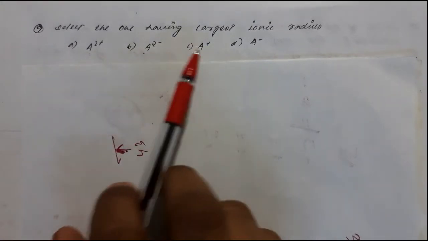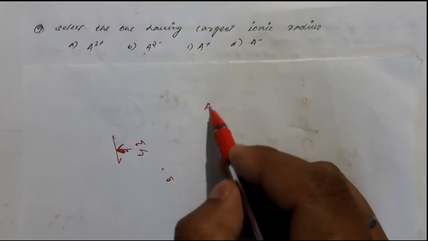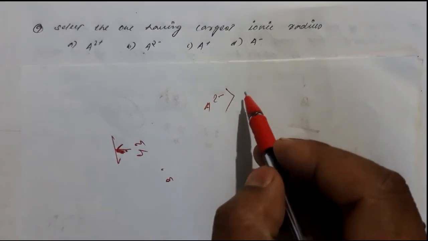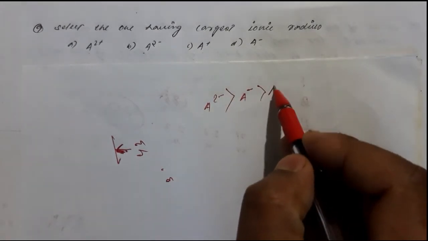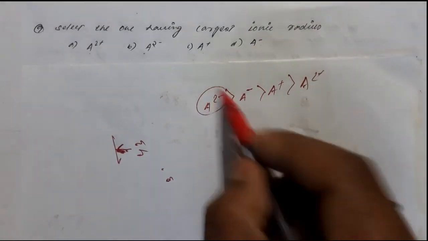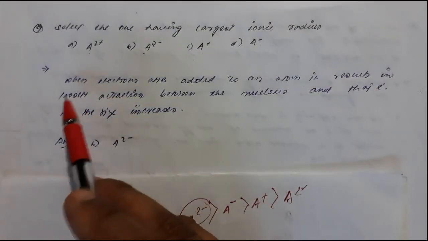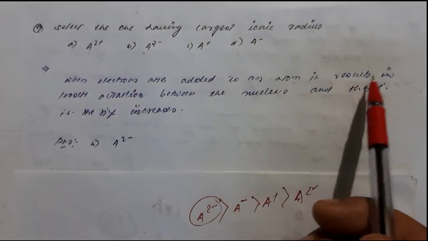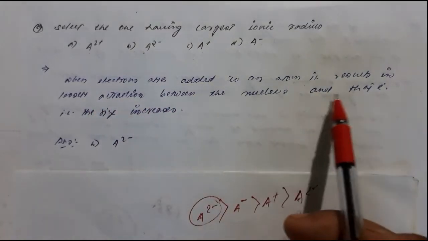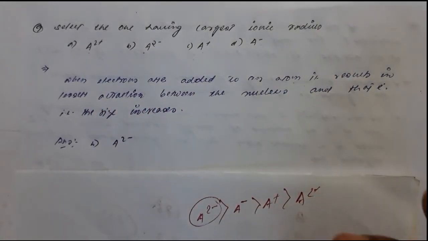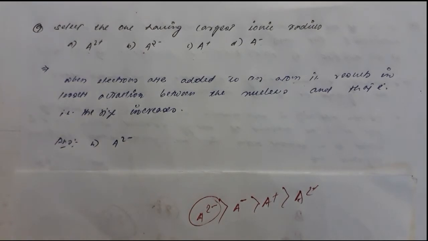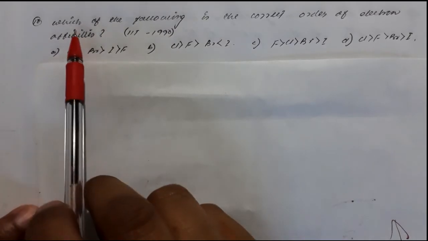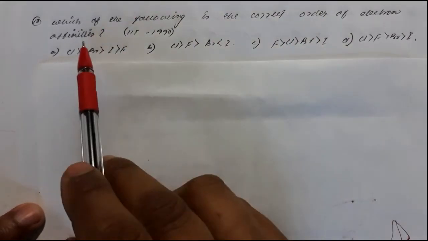To select the ion having the largest ionic radius. Look, it is A2 positive, A2 negative, A positive, A negative. So if you arrange them, then it will be A2 negative, the largest negative ion, and then A positive. So which is the largest ion? This. So it's very simple. Look what I have written here, this is the concept. When electrons are added to an atom, it results in lesser attraction between the nucleus and that electron. So the size of that particular ion increases.